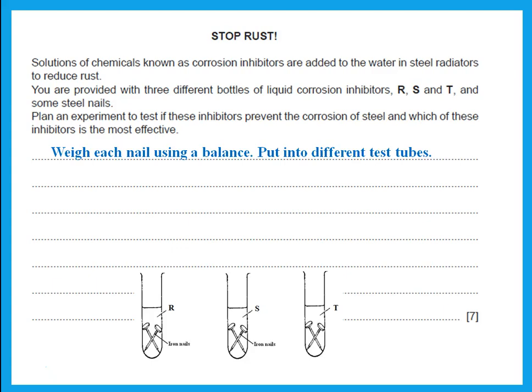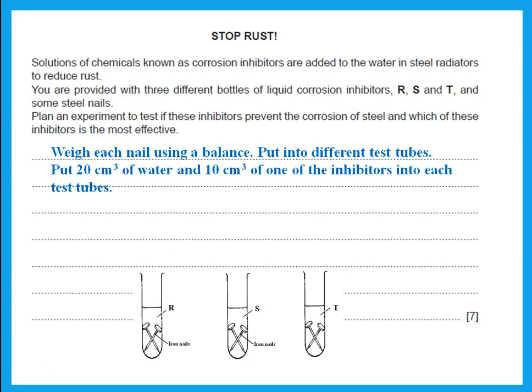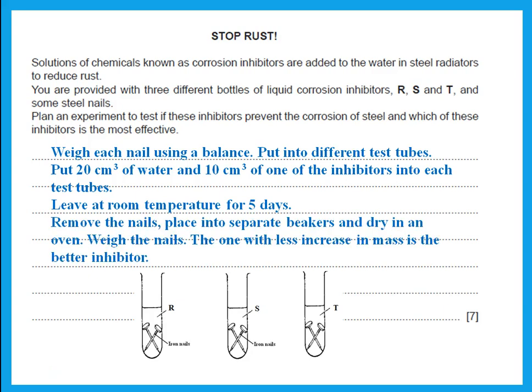So we weigh each nail using a balance, put into different test tubes, put a specific amount, for example 20 centimeter cubed of water and 10 centimeter cubed of one of the inhibitors into each test tube, and leave at room temperature. Usually the experiments for rust we leave for about 5 days, and we're mentioning at room temperature to show that they are at the same temperature. Okay, we leave them for about 5 days. Remove the nails, place into separate beakers, dry in an oven. Remember we said when we need to dry metals, we dry them in an oven.